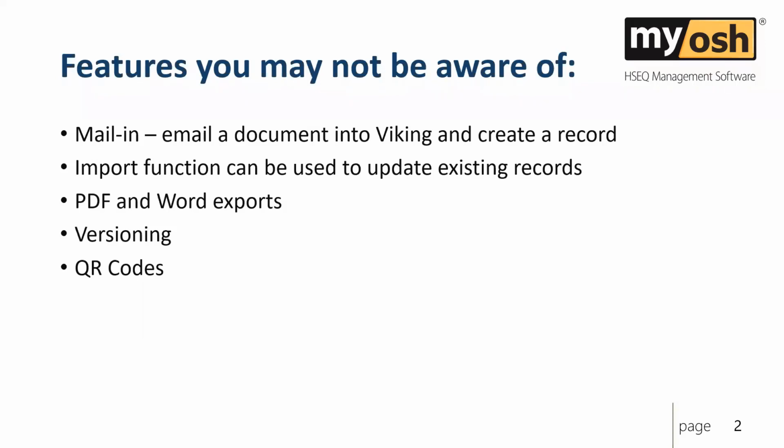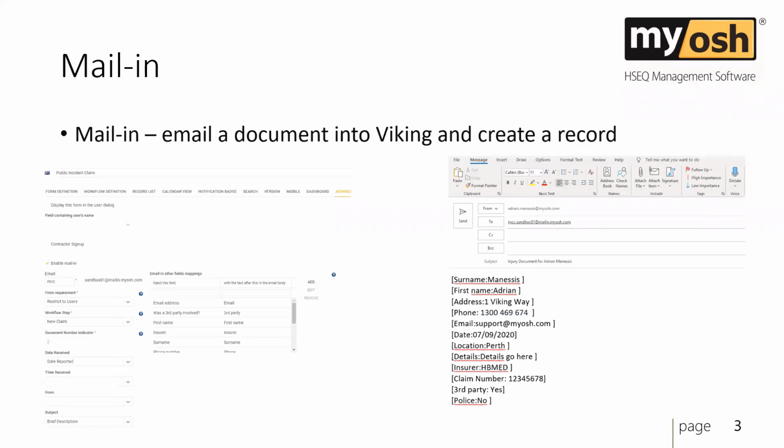Some of these things I'll demonstrate, and some I'll just talk about with screen grabs in the presentation. The first one is mail-in, and there's a little bit of clutter on the screen here, but I'd like to talk conceptually about what mail-in means. It means you can create an email address for a particular form. On the left-hand side, I've got the form, a public incident claim form, and on the right-hand side is the email that I'm going to send into that form.